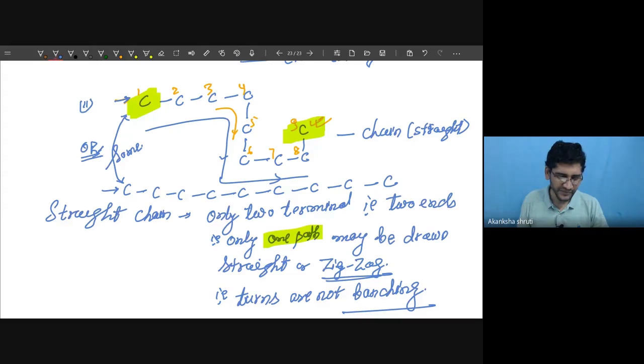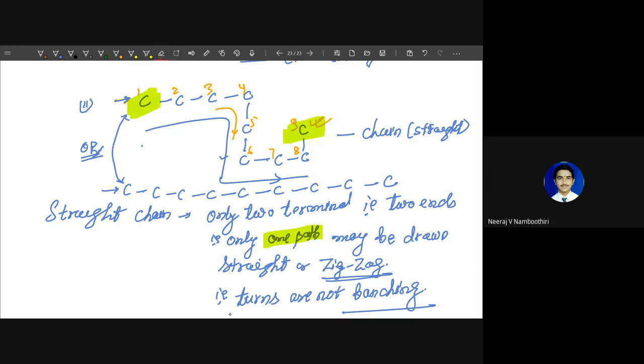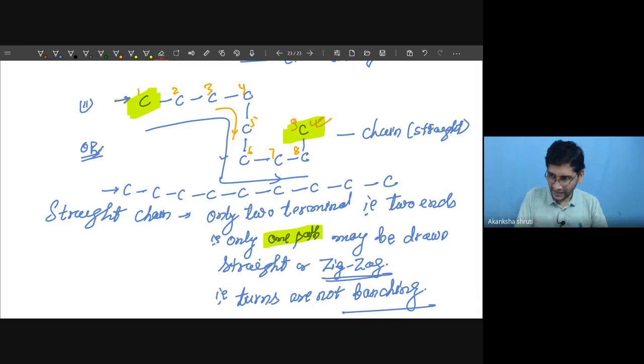Are we getting? Then Sir, what is this branching and zigzag? Yes, tell me. Sir, can you explain why turns are not branching? Yeah, I'm going to explain that by taking another example.